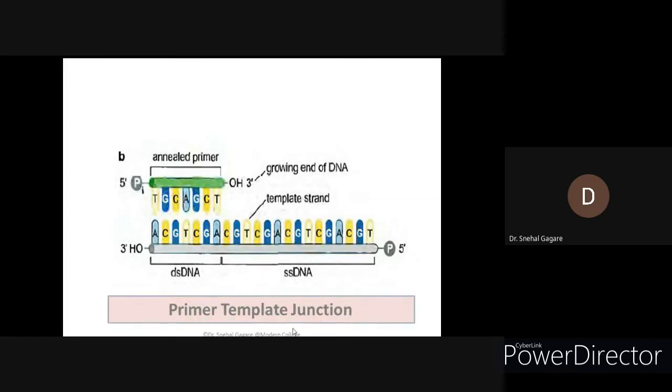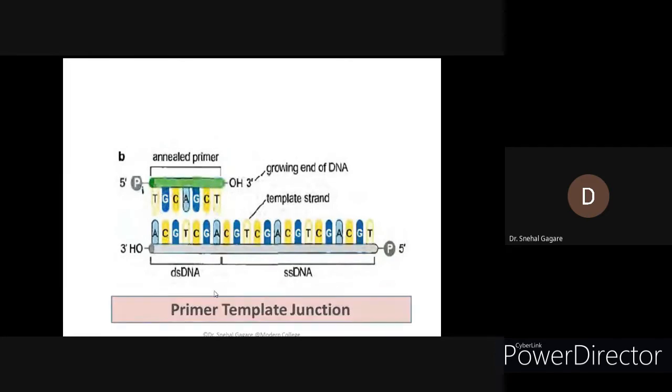newly synthesized strand. Now this is called a primer, and this is called a primer template junction because this end is going to be extended by the replicating enzyme, DNA polymerase. This is a primer. Now, what do we mean by primer? A primer is an oligonucleotide sequence, meaning a 10 to 13 nucleotide single-stranded DNA complementary to the template strand.